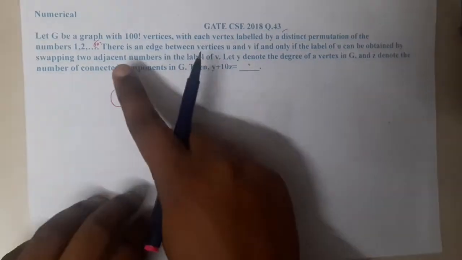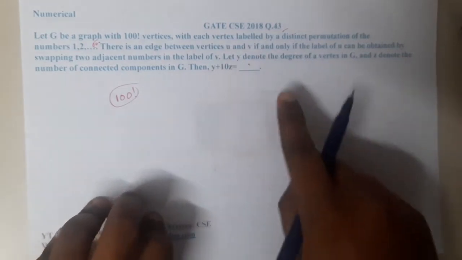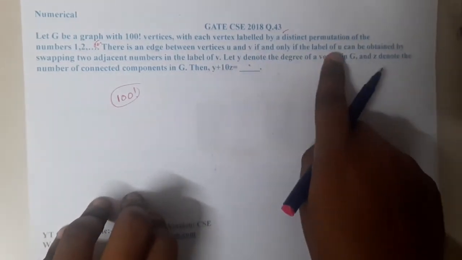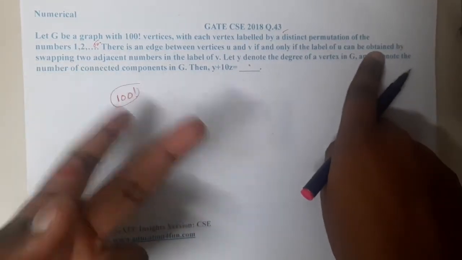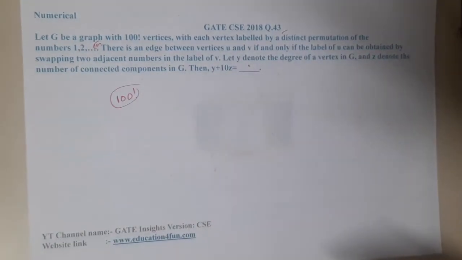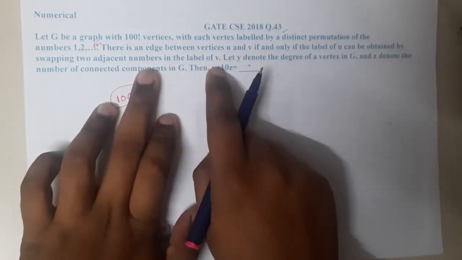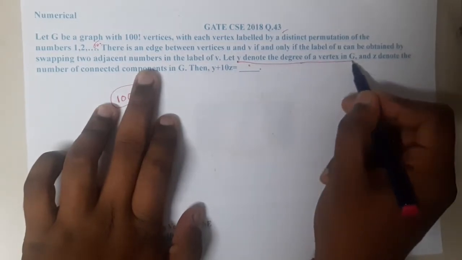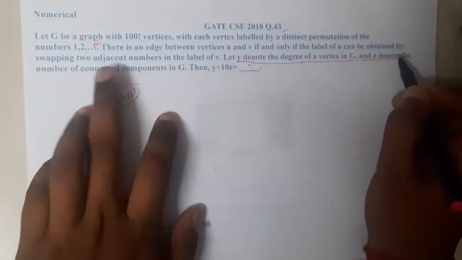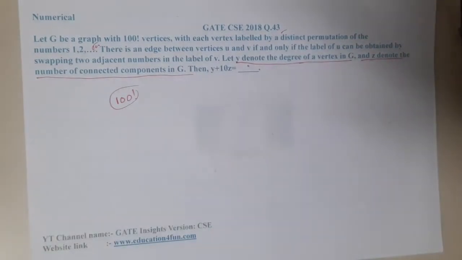There is an edge between vertex u and v if and only if the label of u can be obtained by swapping two adjacent numbers in the label of v. Let y denote the degree of a vertex and z denote the number of connected components in G. Okay, so now I got the idea.